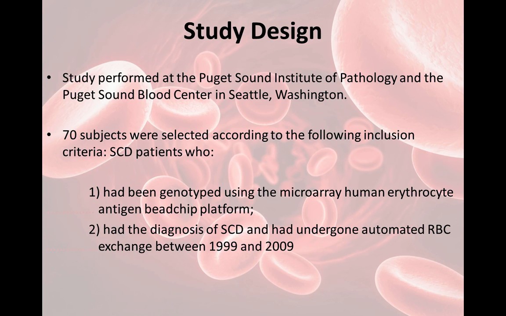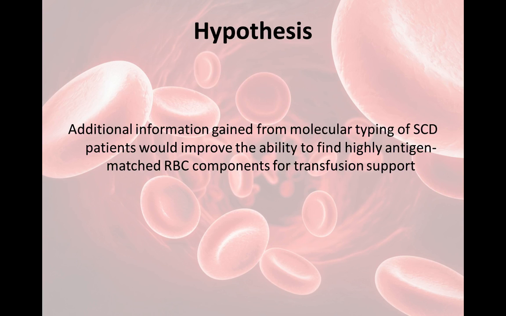The study was performed at the Puget Sound Institute of Pathology in the Puget Sound Blood Center in Seattle, Washington. 70 subjects were selected according to the following inclusion criteria. These were sickle cell disease patients who had been genotyped using the microarray human erythrocyte antigen bead chip platform and had the diagnosis of sickle cell disease and had undergone automated red blood cell exchange between 1999 and 2009. The study's hypothesis was that additional information gained from molecular typing of sickle cell disease patients would improve the ability to find highly antigen-matched red blood cell components for transfusion support.